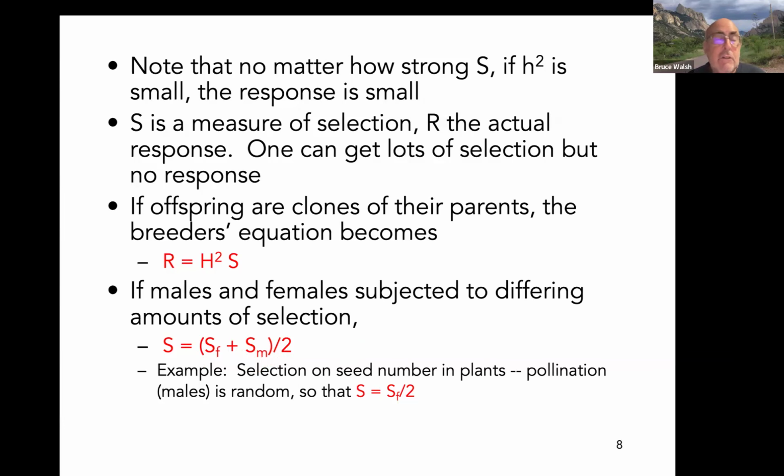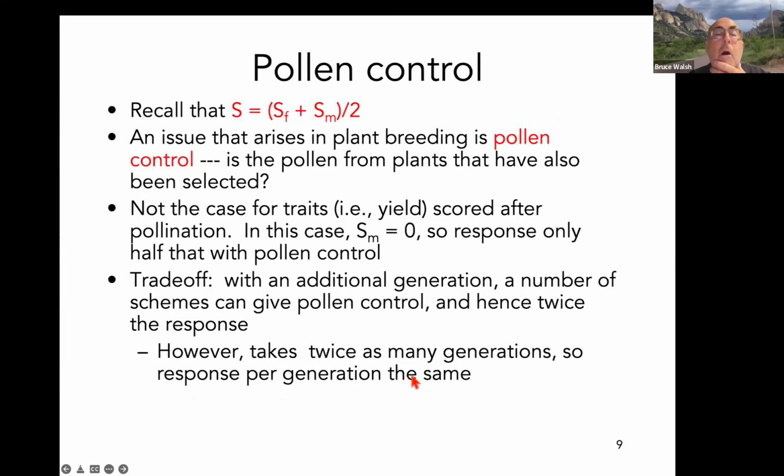So in that case, have I selected on the pollen parents? No, I have not because I haven't scored grain on the pollen parents. So in that case, there's selection on the females, but not the males. And now my response is R equals H squared times S. But now S is S female selection divided by 2. And this is a scenario called pollen control, where I've really only selected on one parent because I've chosen parents based upon the output of the female, ignoring what the trait value in the male was. And this is very common in plant breeding settings.